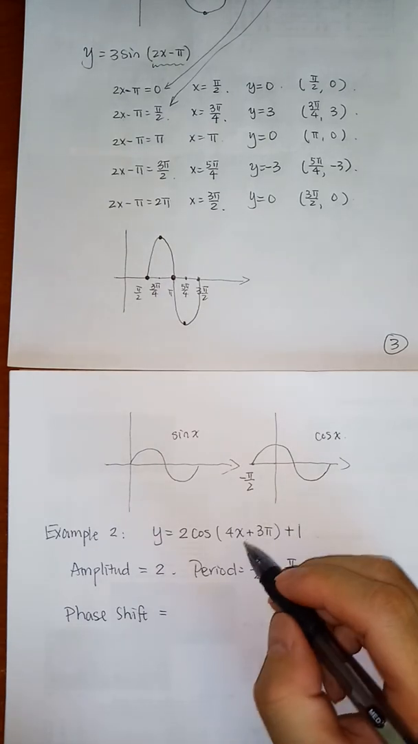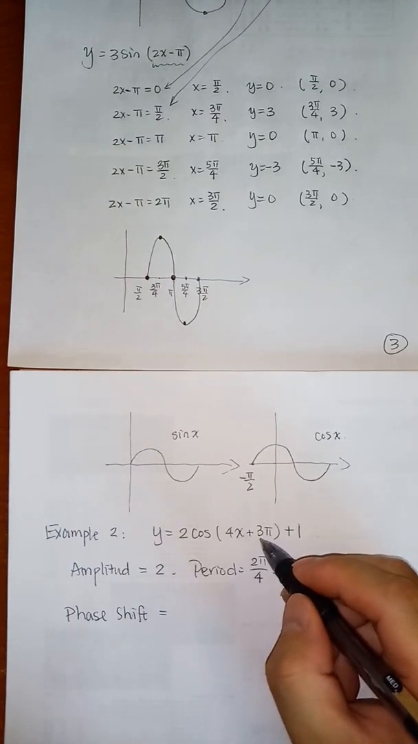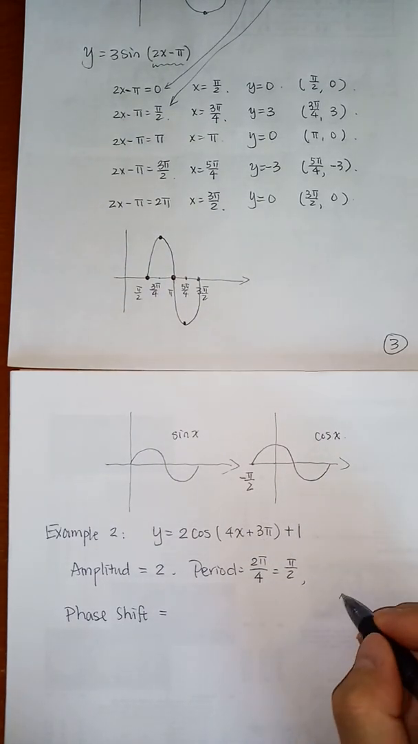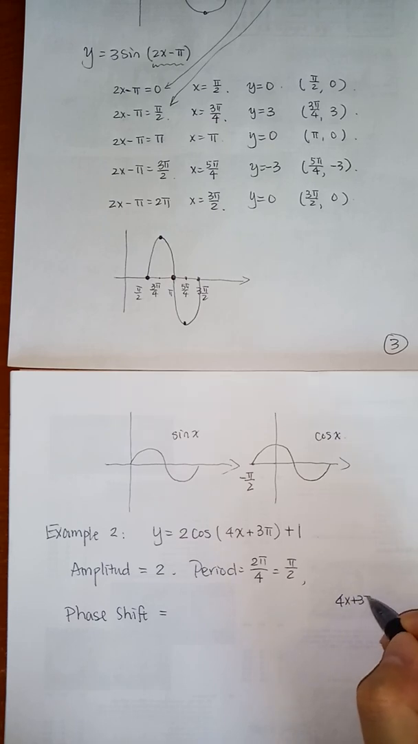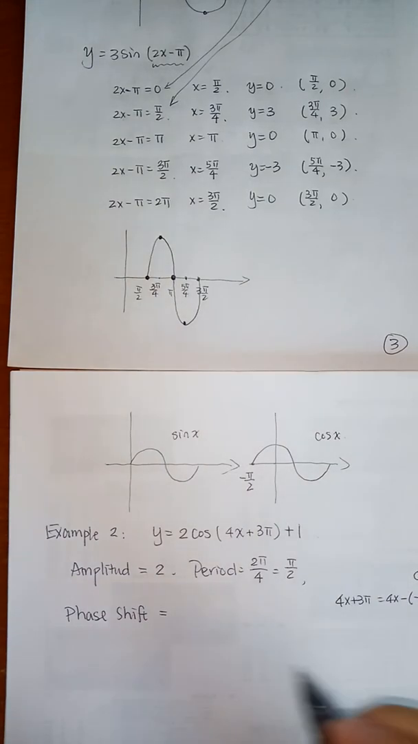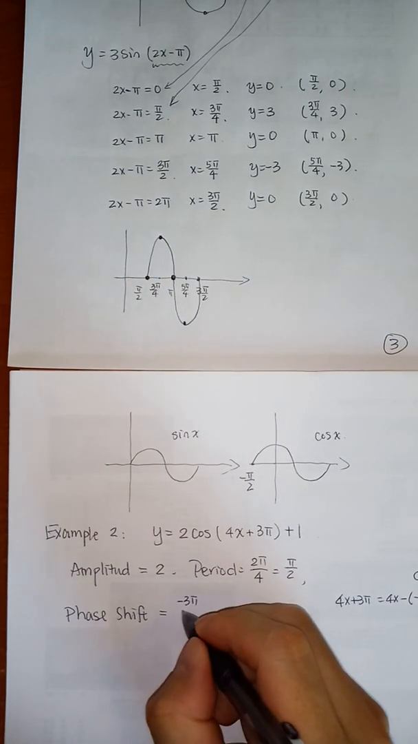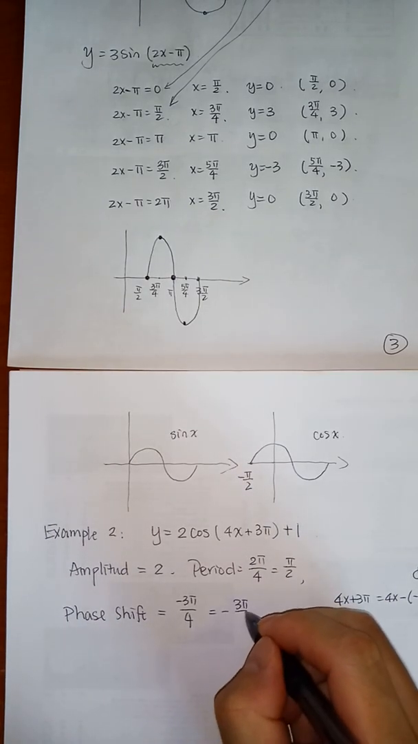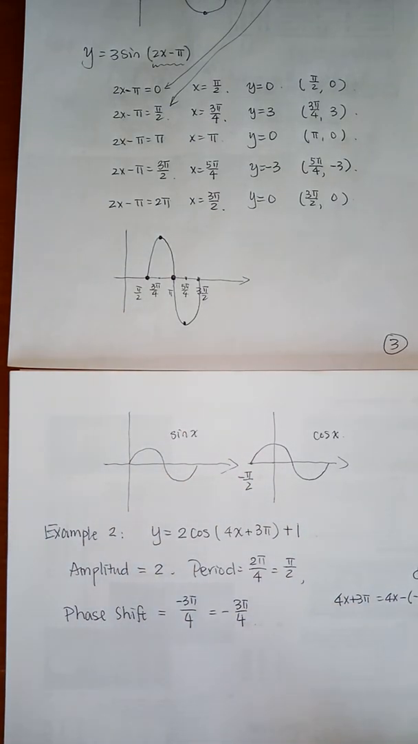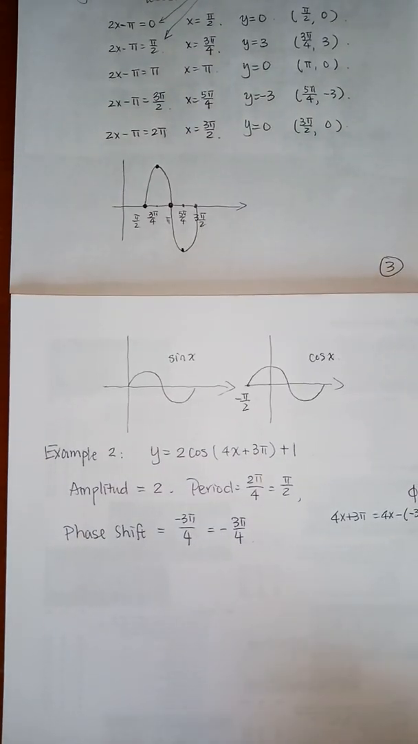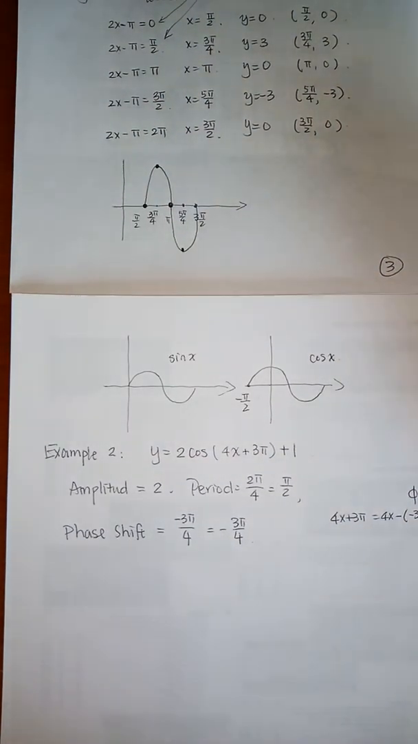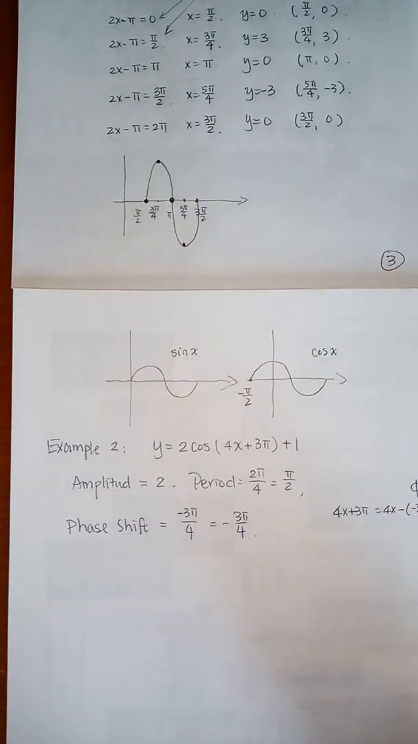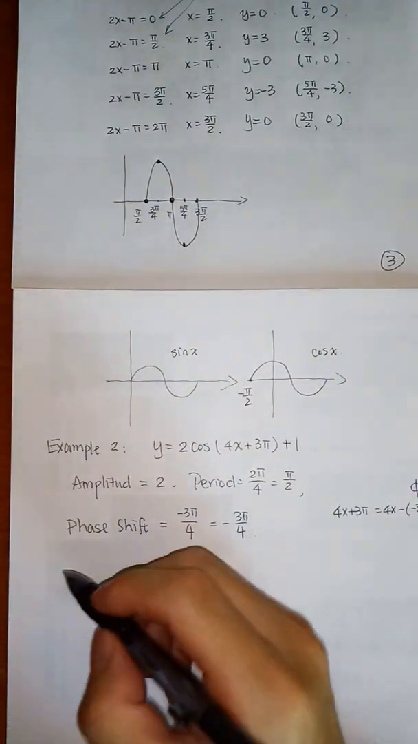The phase shift. You see, it's 4x plus 3 pi, which is equal to 4x minus negative 3 pi. So this phi is negative 3 pi, over omega. So the phase shift is negative 3 pi over 4. Okay? Now let's try to sketch the graph.